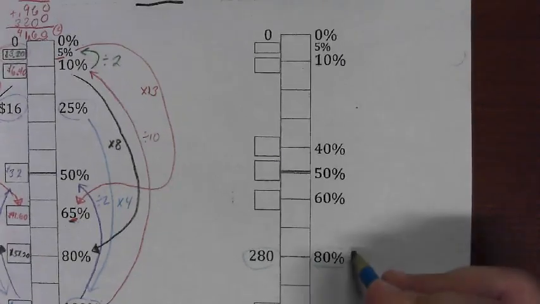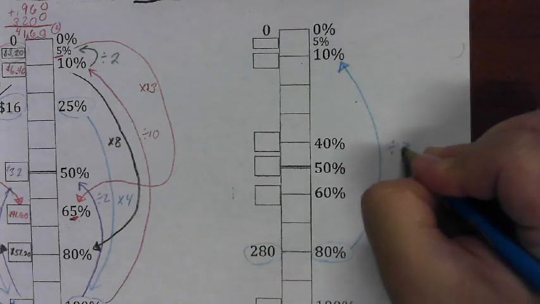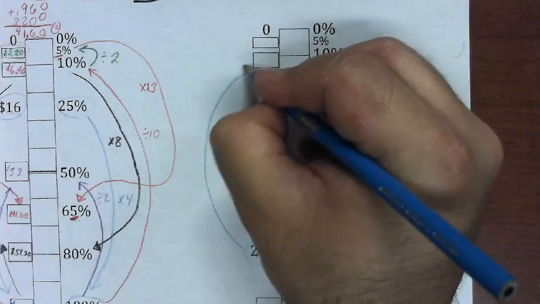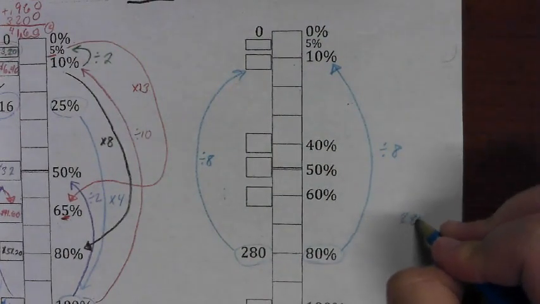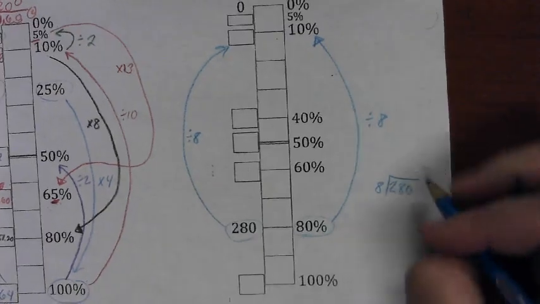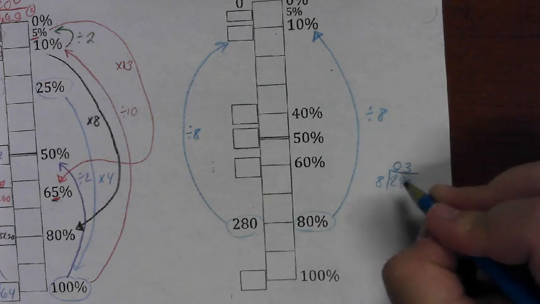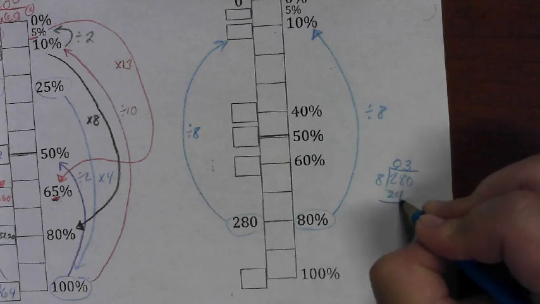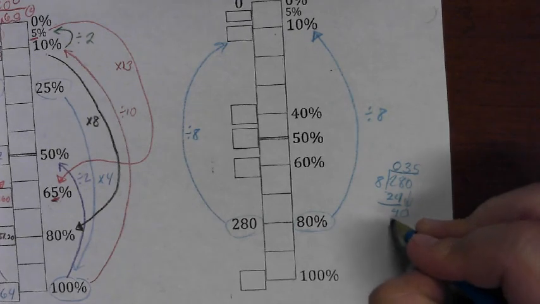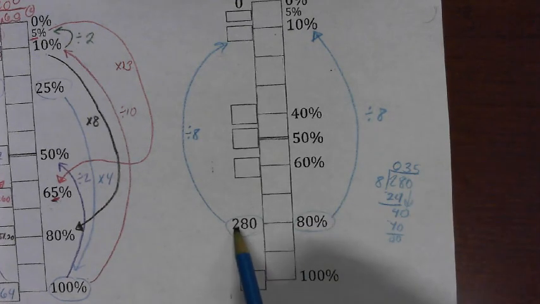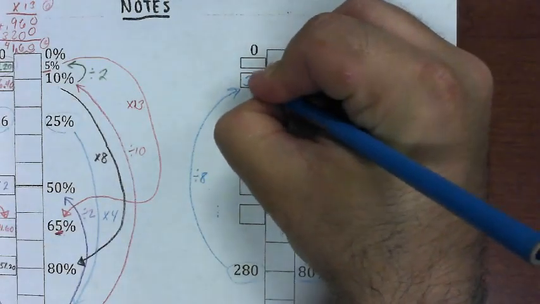But I know I can turn 80% into 10% really easy by just dividing 80 by 8. So if I take 280 and I divide it by 8, let's see, 8 cannot go into 2, but 8 goes into 28. I believe it's 3 times, because 3 times 8 is 24. And you get a remainder of 4. Bring down the 0. 8 goes into 40 5 times, because 8 times 5 is 40. So I know 280 divided by 8 gives me 35. So this number here is going to be the number 35.